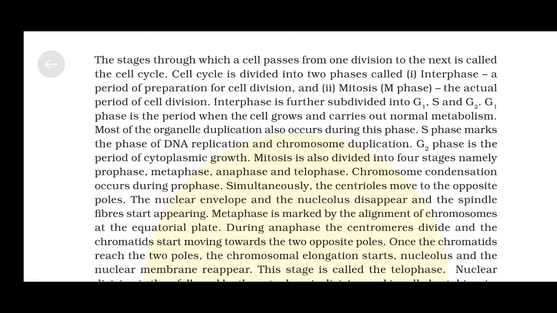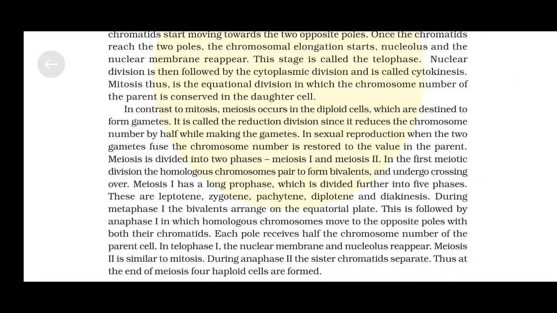During anaphase, the centromeres divide and the chromatids start moving toward the opposite poles. Once the chromatids reach the two poles, the chromosomal elongation starts. The nucleolus and the nuclear membrane reappear. This stage is called the telophase. Nuclear division is then followed by cytoplasmic division and is called cytokinesis. Mitosis thus is the equational division in which the chromosome number of the parent is conserved in the daughter cell.